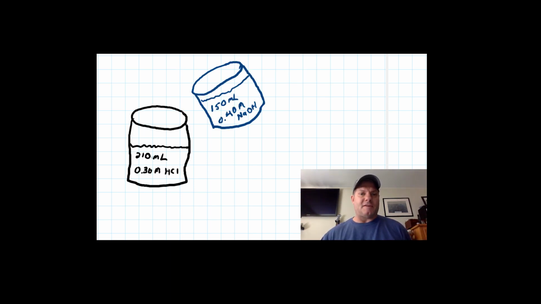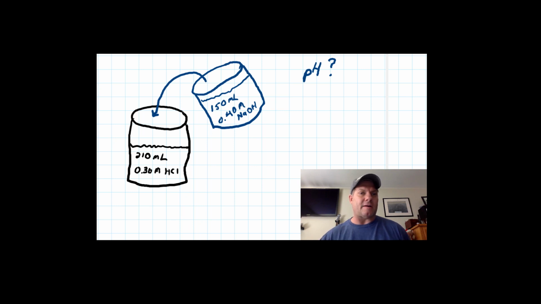Suppose that I have 210 milliliters of a 0.30 molar hydrochloric acid solution, and to that I add 150 milliliters of a 0.4 molar sodium hydroxide solution. What would be the pH of this resulting solution? So this goes back a little bit to our discussion on solutions. We want to know what the pH is, so we need to know what concentrations are. To know concentrations, we need to know moles per liter.